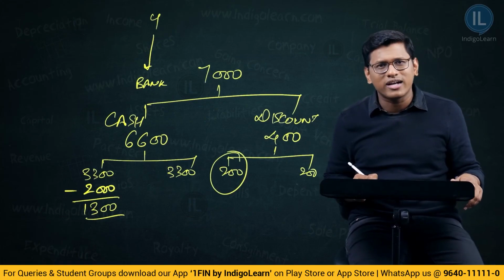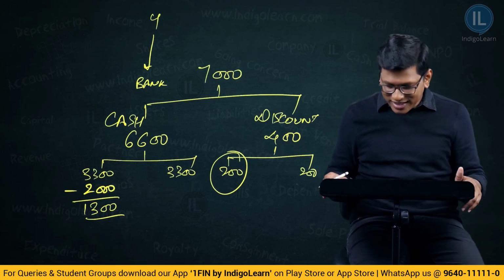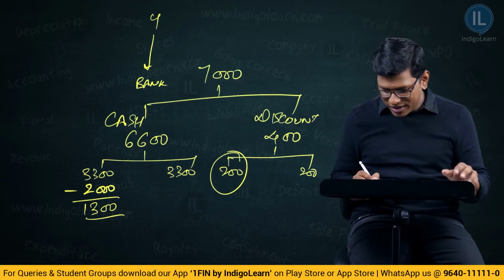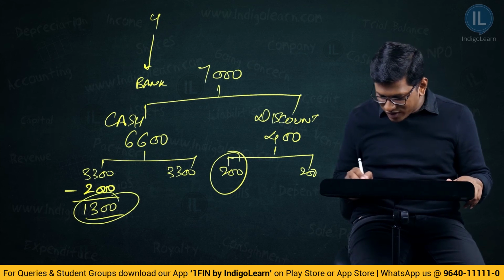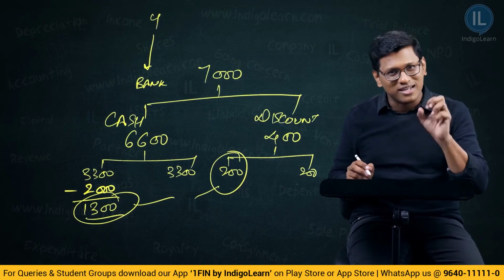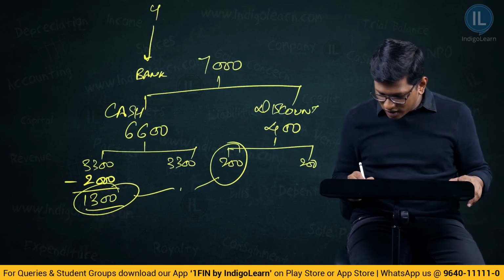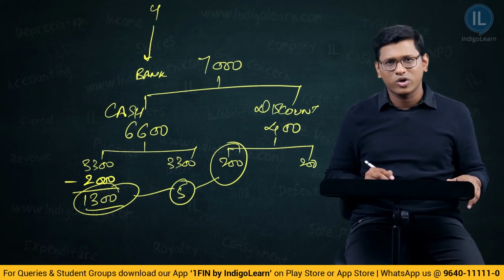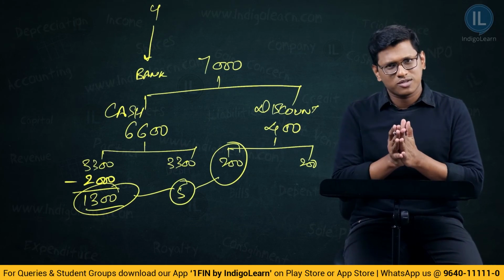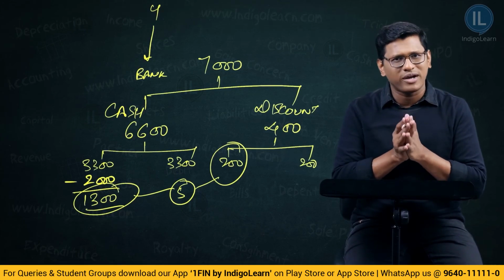What about this 200? Will Y send this 200? Of course, Y will send this 200. So the next journal entry will be for transferring these two. For transferring these two, you will have to pass the next journal entry. So let's call it journal entry 5. Now let us look at how much X has to pay to Y.